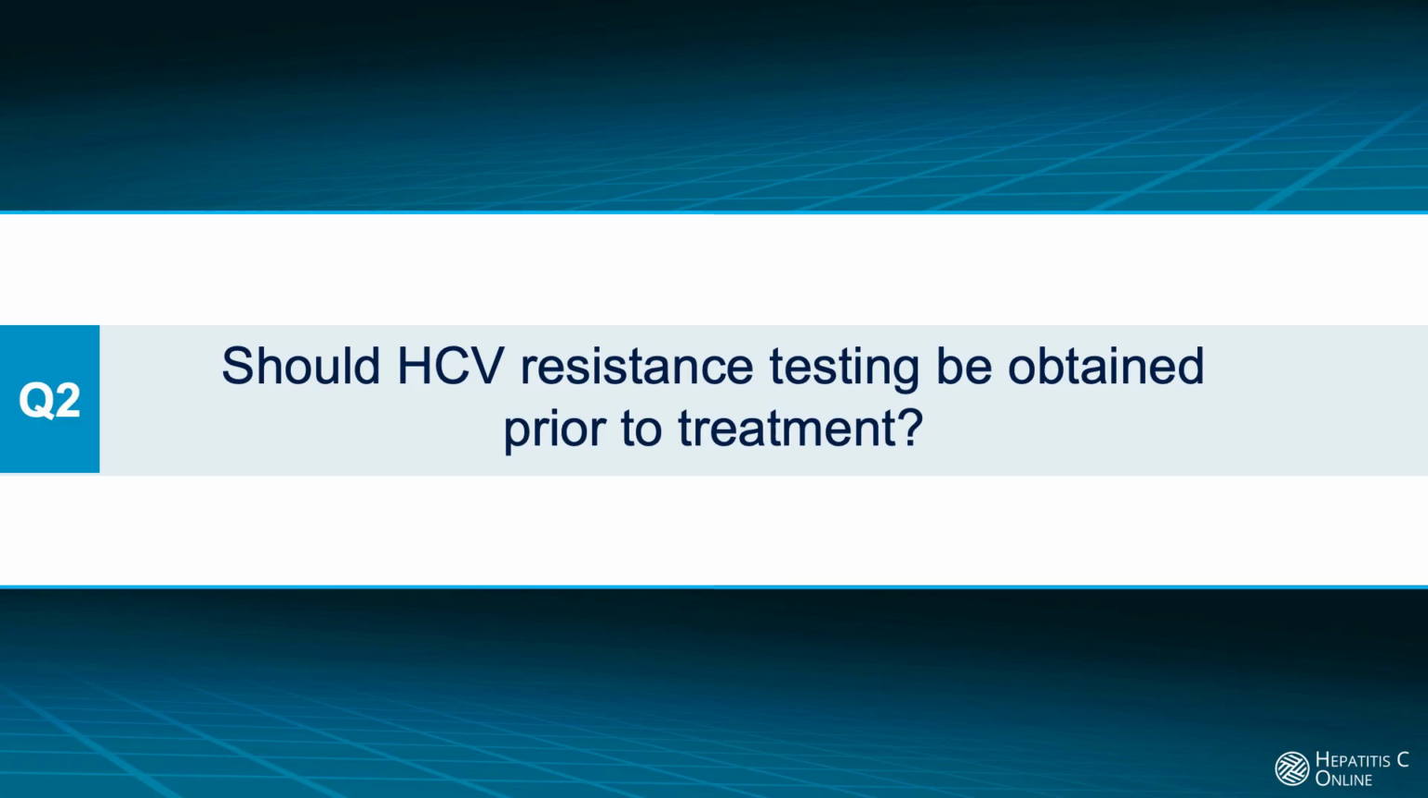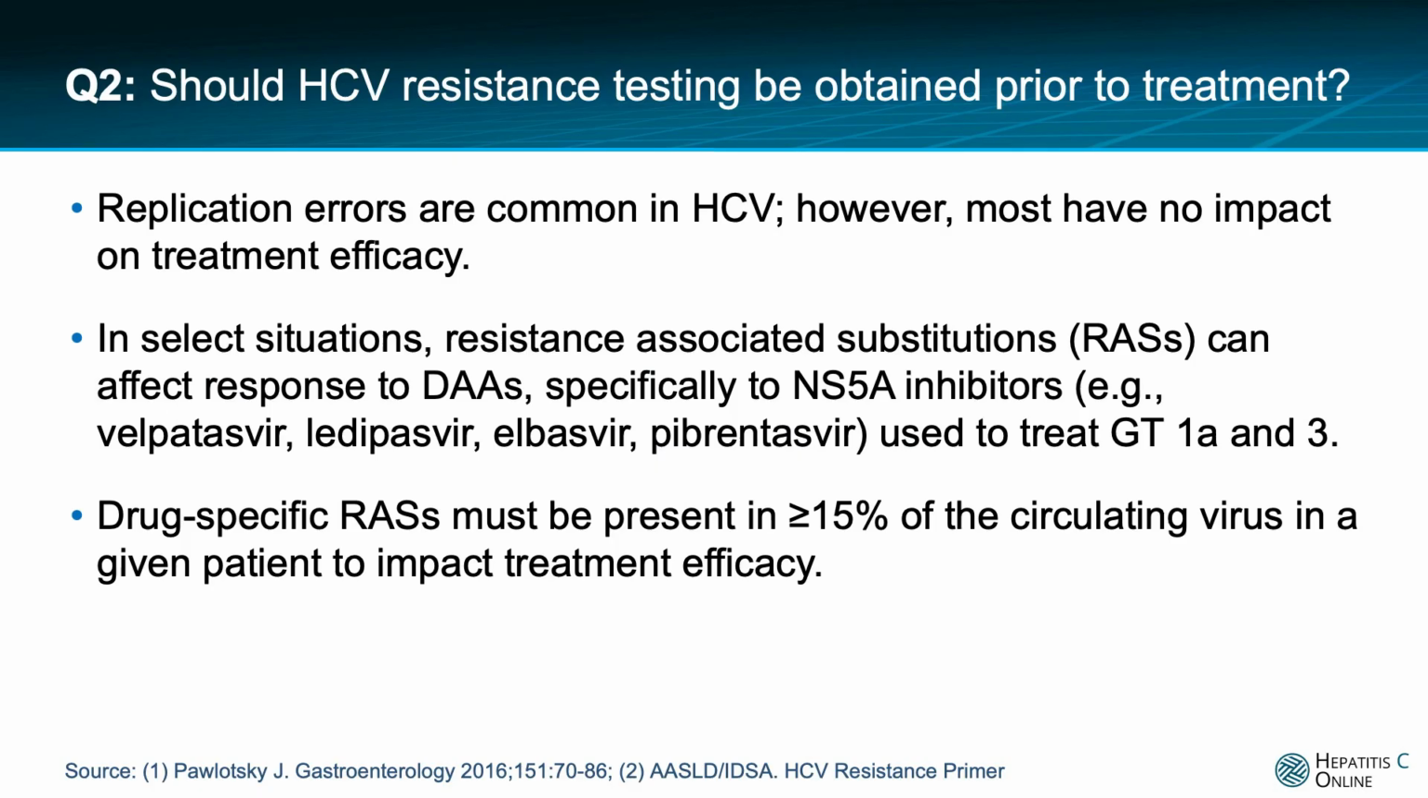The second question we'll evaluate is, should hepatitis C resistance testing be obtained prior to treatment? Hepatitis C is an RNA virus that replicates rapidly, and as such, replication errors are common. However, most replication errors have no impact on treatment efficacy and are therefore of limited clinical significance.